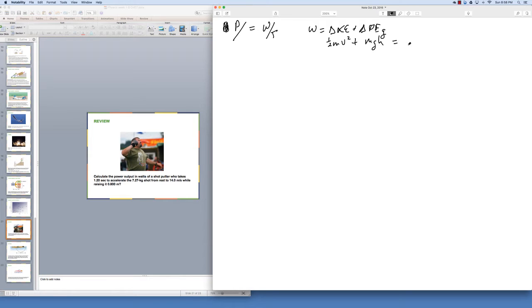So we need to put our numbers in here. This is 1/2 times 7.27, that's the mass of the shot, times 14 meters per second squared, plus the mass again, 7.27 times 9.8 times 0.8. And that's all divided by 1.2 seconds. Now for the sake of time, so that we don't have to do yet another part, I'm not going to do the math on this, but all you have to do is plug these numbers into your calculator and you'll get the answer here.